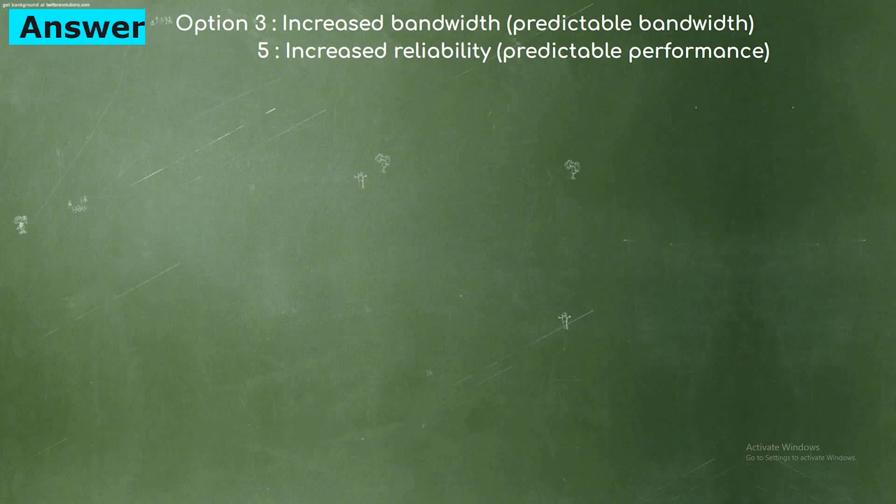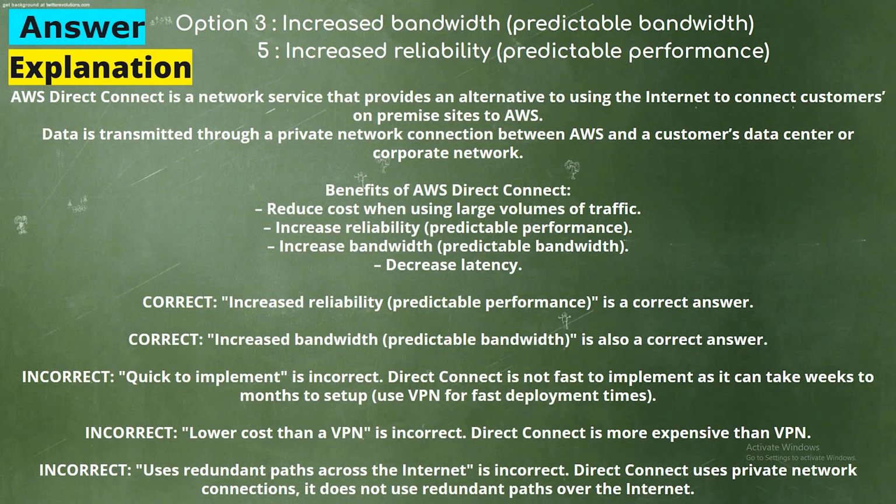Increased reliability, predictable performance. Explanation. AWS Direct Connect is a network service that provides an alternative to using the internet to connect customers' on-premise sites to AWS. Data is transmitted through a private network connection between AWS and a customer's data center or corporate network. Benefits of AWS Direct Connect: reduce cost when using large volumes of traffic. Increase reliability, predictable performance. Increase bandwidth, predictable bandwidth. Decrease latency. Correct. Increased reliability, predictable performance, is a correct answer. Correct. Increased bandwidth, predictable bandwidth, is also a correct answer.